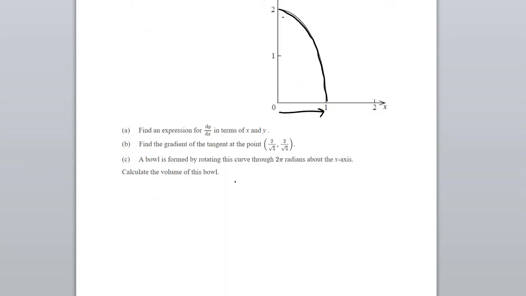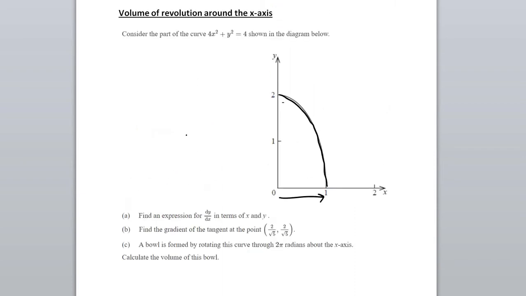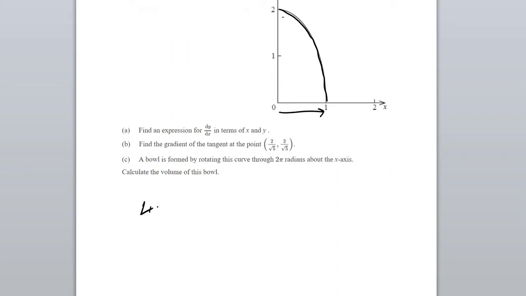Now, let's first read what they're saying. For part A, they say, find an expression for dy dx in terms of x and y. So they are asking us to differentiate the curve. So let's take a look at it. They gave us 4x squared plus y squared is equal to 4.